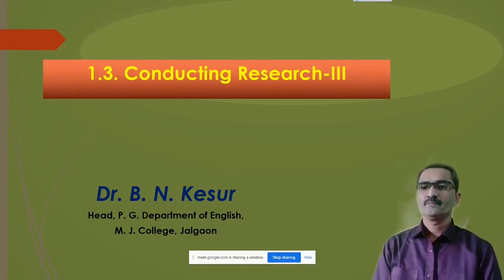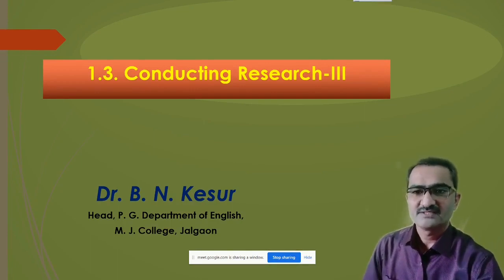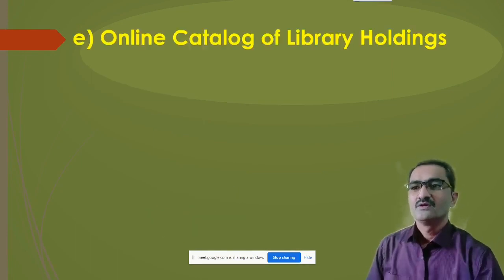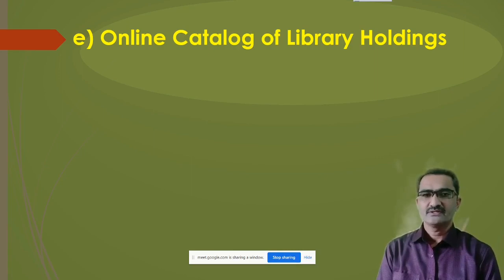So, conducting research part 3. In conducting research part 1, we have discussed A, B, C. Then in the second section we have discussed D, and now we are going to discuss the remaining parts of this section.